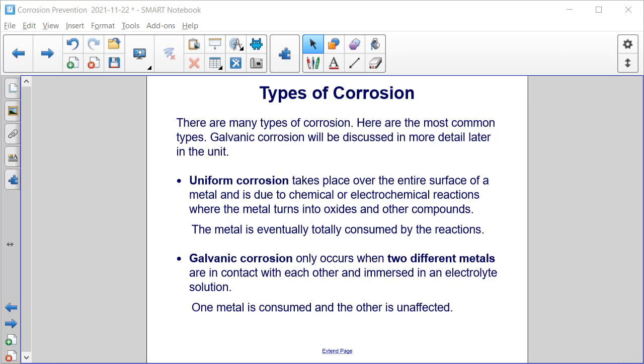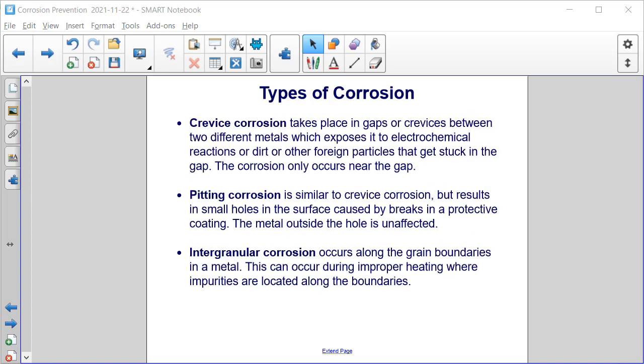Galvanic corrosion only occurs when two different metals are in contact with each other and immersed in electrolyte solution. One metal is consumed and the other is unaffected. Crevice corrosion takes place in gaps or crevices between two different metals, which exposes it to electrochemical reactions or dirt or other foreign particles that get stuck in the gap. The corrosion, therefore, only occurs near the gap.